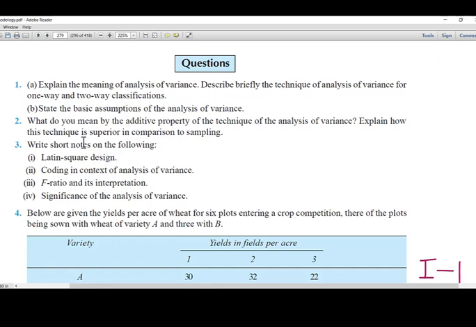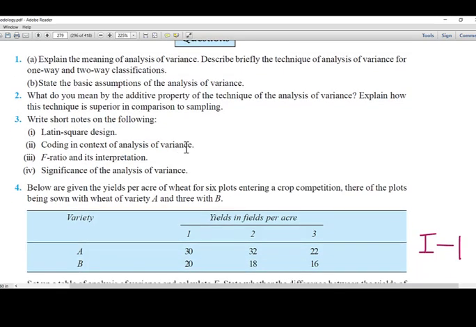And how this technique is superior in comparison to sampling is given in the beginning itself. And you can also write by your own thinking. Then write short notes on the following. Okay, Latin square design we are not touching here, but we have had a discussion about this Latin square in one of the previous sessions. Then coding in the context of analysis of variance. Yes, coding also can be done in some cases, particularly when the data is in such a manner.